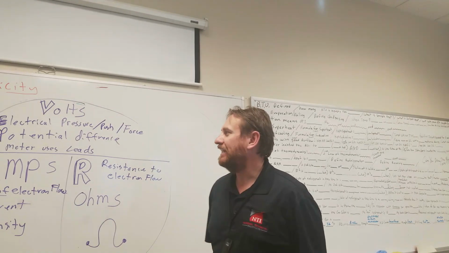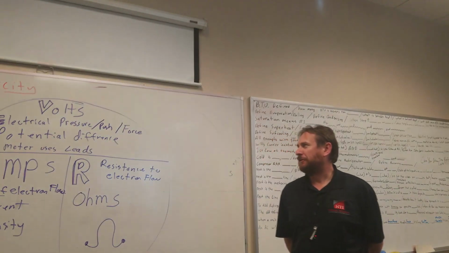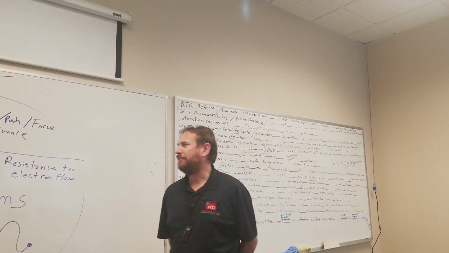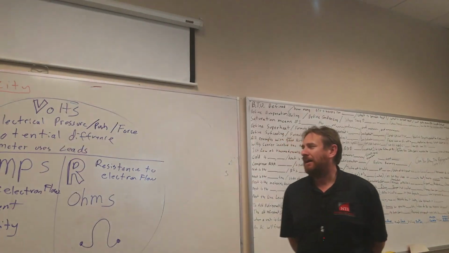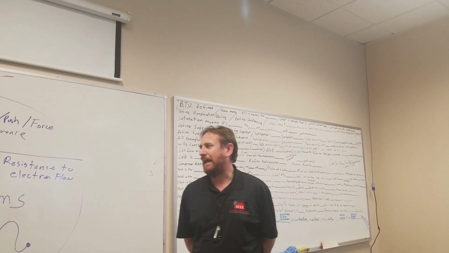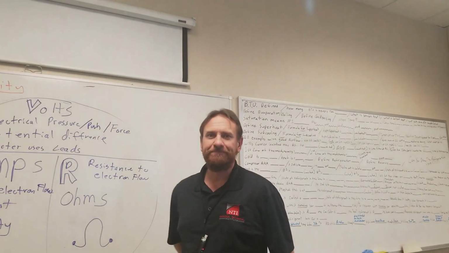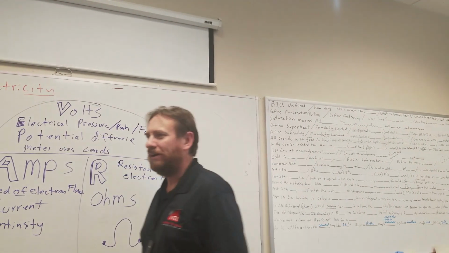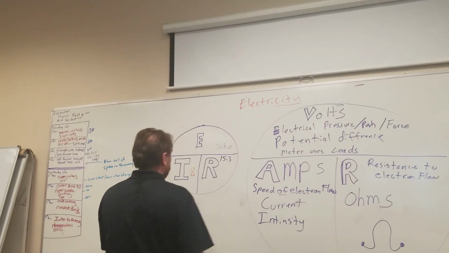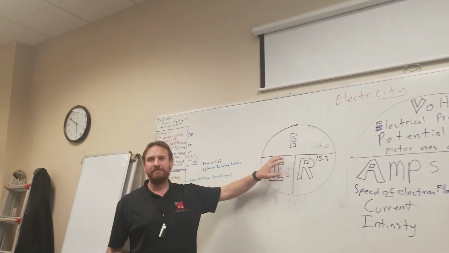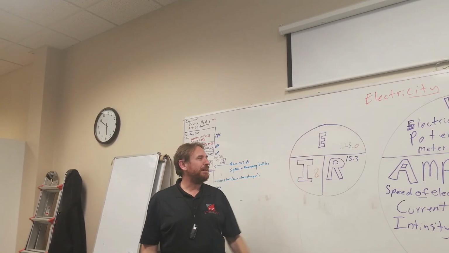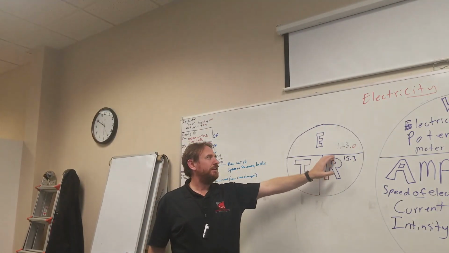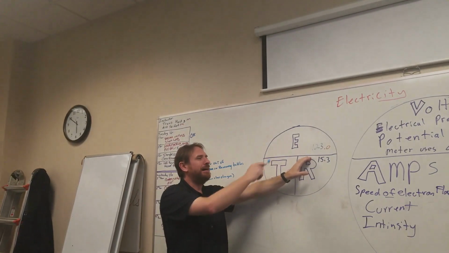Or you could say E, volts, divided by R, resistance, ohms, omega symbol, equals I, amps, speed, electron flow, current, intensity. But by doing this one thing right here, if I want to know the amps, I cover up I. E divided by R equals I. If I want to know R, I cover up R. E divided by I equals R.